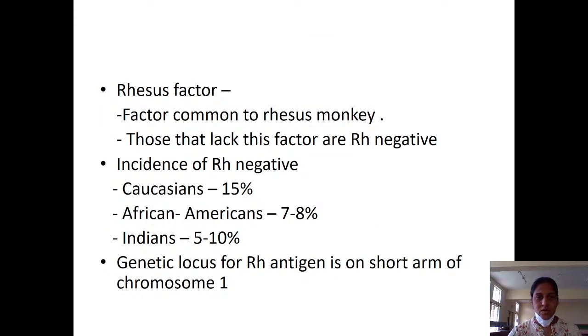The rhesus factor is common to the rhesus monkey, and those that lack this factor are Rh negative. And if this Rh antigen is present, then that individual is Rh positive. Coming to the incidence of Rh negative, it is different in different geographical areas. In Caucasians, the percent population of Rh negative is high. In Africans it is 7 to, and in India it is 5 to 10%. In North India it is 10%, whereas in South India it is 5%. The genetic locus for the Rh antigen is on the short arm of chromosome number 1.